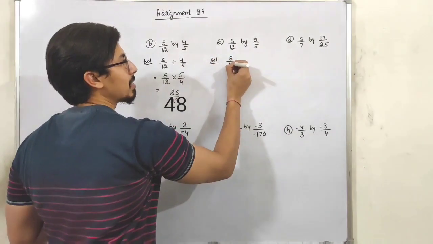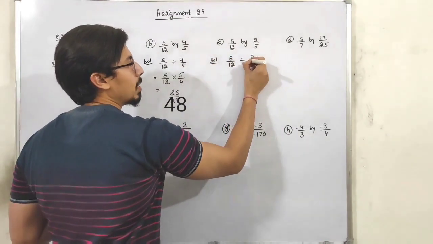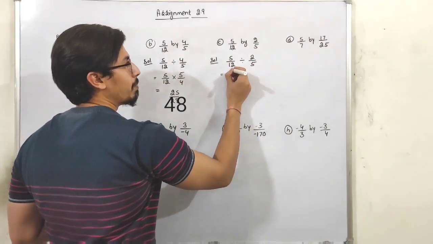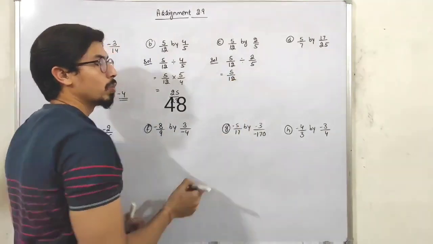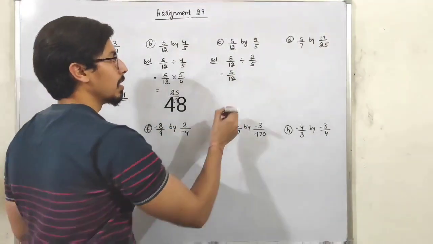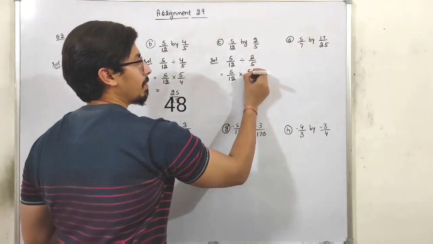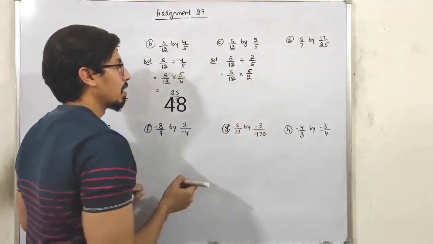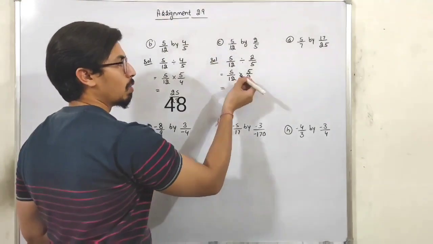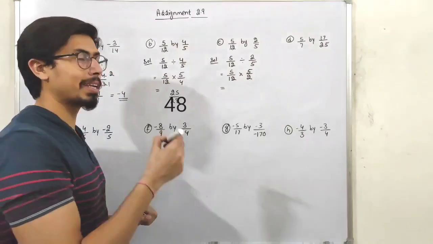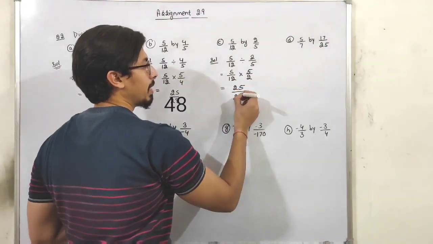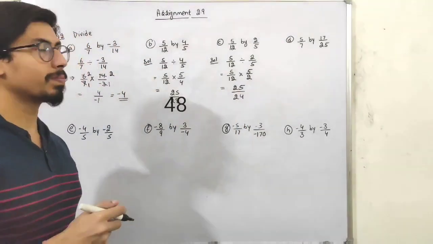5 by 12 divided by 2 by 5. Okay, so 5 by 12. Students, replace the division sign with a multiplication sign. So the rational number will get reciprocated, it will be 5 by this. Okay, so now no number is getting cancelled out, so just multiply them. So 5 times 25 and then it will be 24, students.